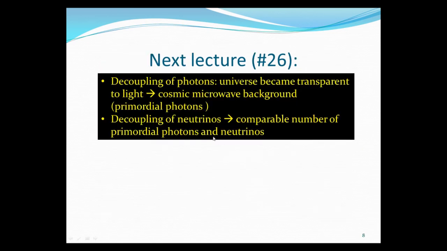For the next lecture, we're going to talk about the decoupling of photons, when the universe becomes transparent to light. These are the primordial photons, which are the cosmic microwave background we detect today. Similarly, there's the decoupling of neutrinos. It turns out you can calculate a comparable number of primordial photons and neutrinos, about 400 per cc. That is 400 photons and 400 neutrinos per cubic centimeter in the universe.